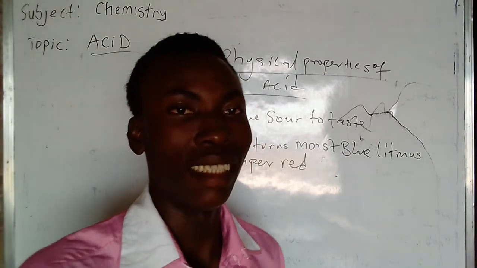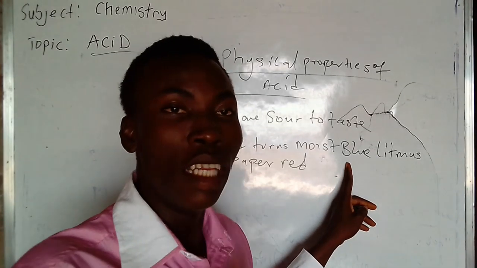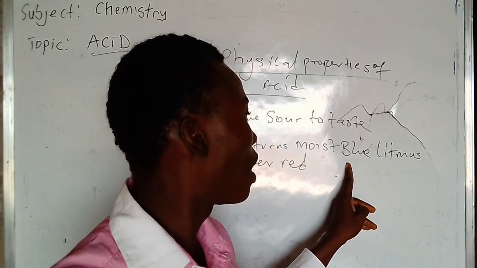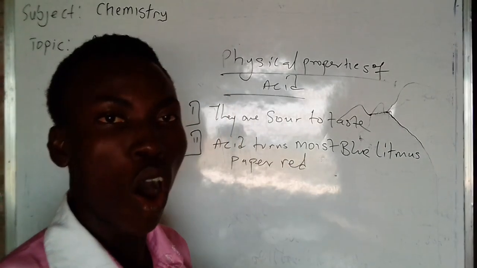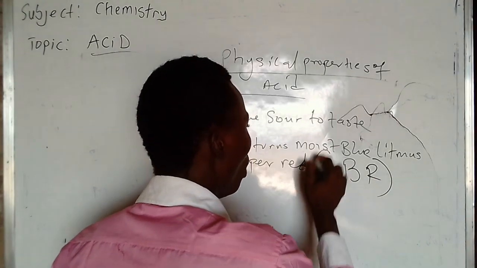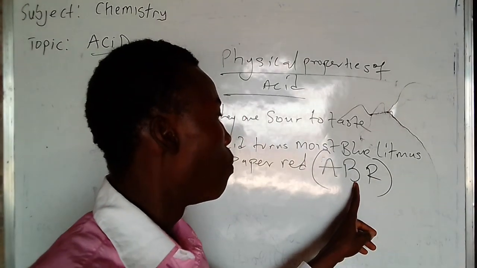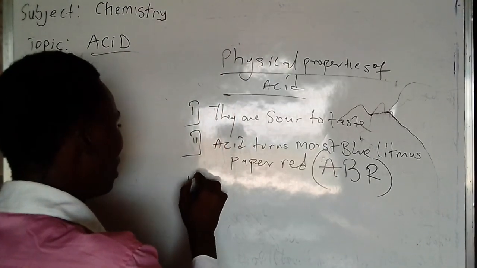If you put acid inside a what? Inside a moist blue litmus paper, if you put a litmus paper inside acid, what will happen? It will change to red. So always remember this: ABR. What does that mean? Acid turns moist blue litmus paper to red. That is number two.